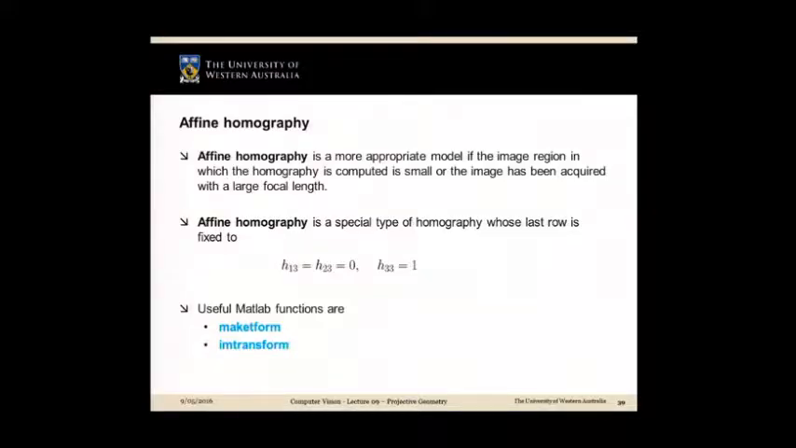Now, if you talk about the practical implementation of this, there are some built-in functions in MATLAB. You can use maketform and imtransform, which actually help you to calculate all these values in one step, right? So you can look at the help of these functions. If you use them, they will give you all these values very easily. It's a one-step process.